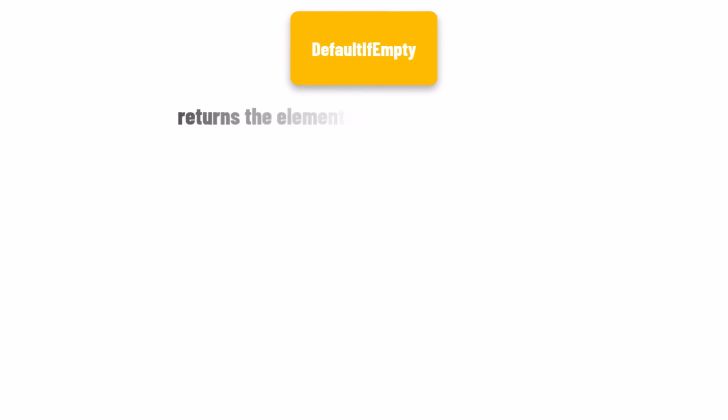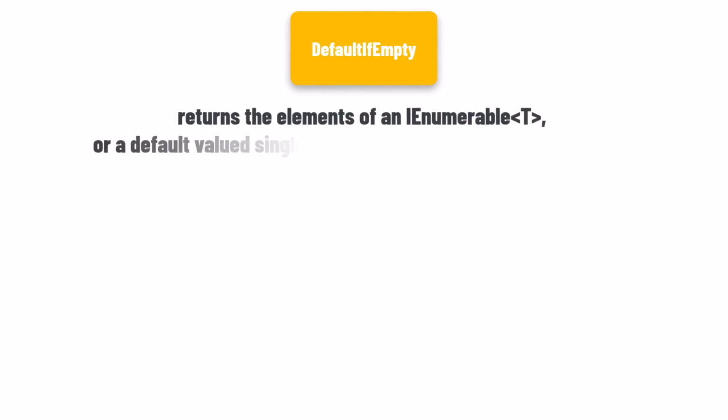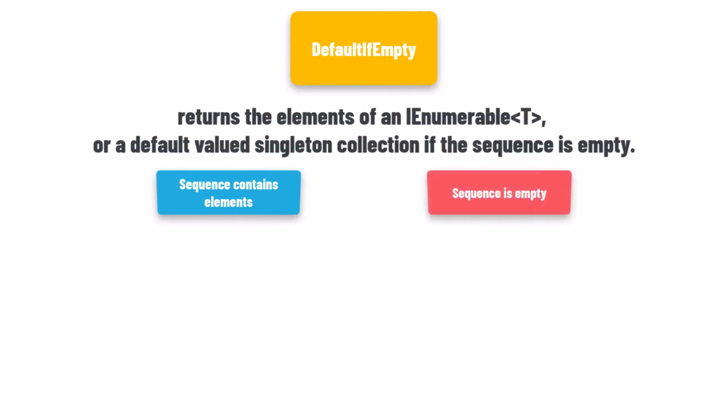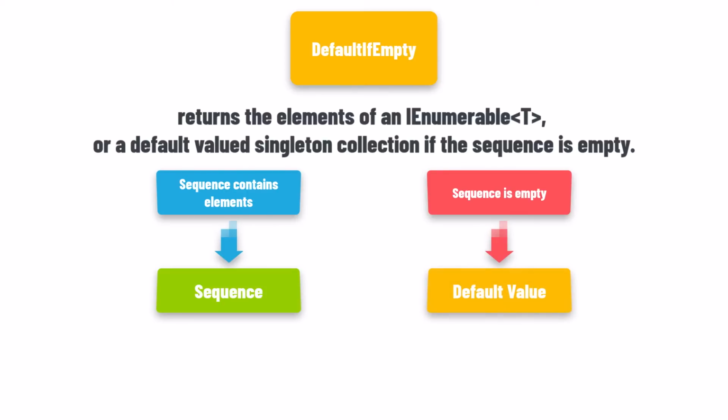DefaultIfEmpty returns the elements of an IEnumerable of T, or a default valued singleton collection if the sequence is empty. This means this method doesn't return only one element like the other element methods, but a sequence of elements. Here we have to differentiate between two scenarios. Either the sequence contains elements, or it's empty. If the sequence contains elements, we get exactly the same sequence as result. But if the sequence is empty, we get a sequence that contains only one element, which is the default value.